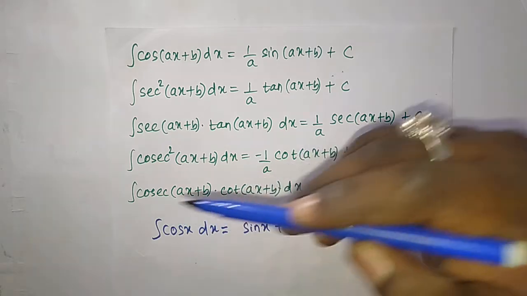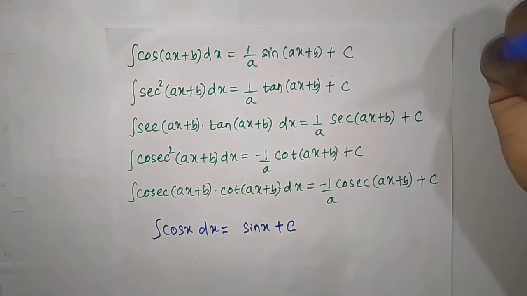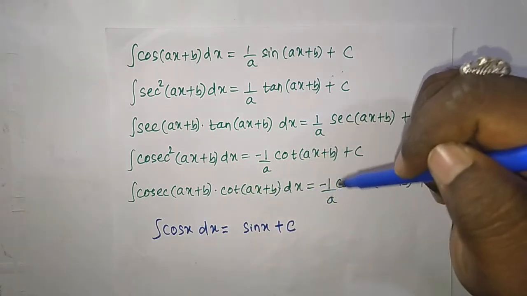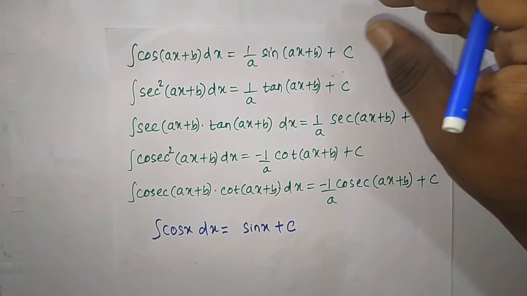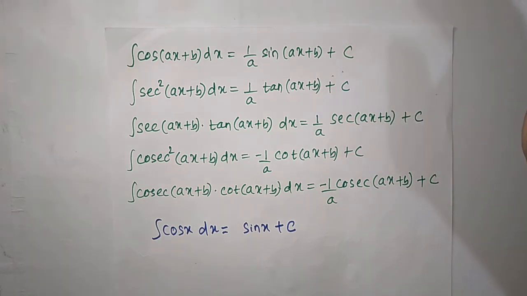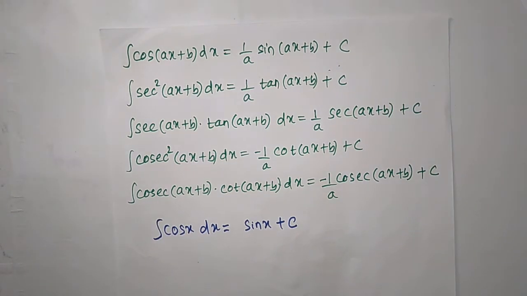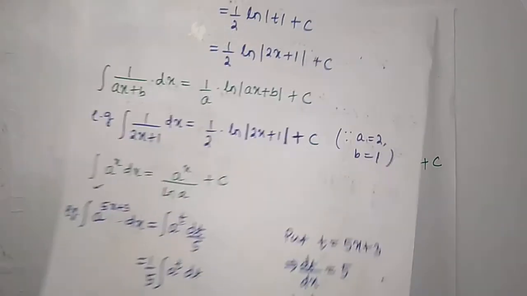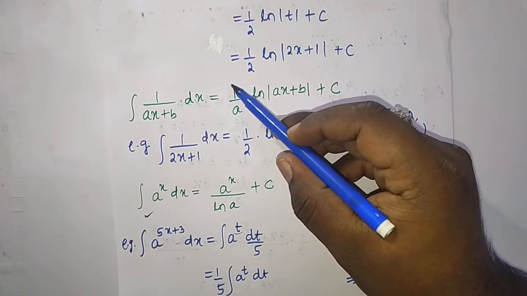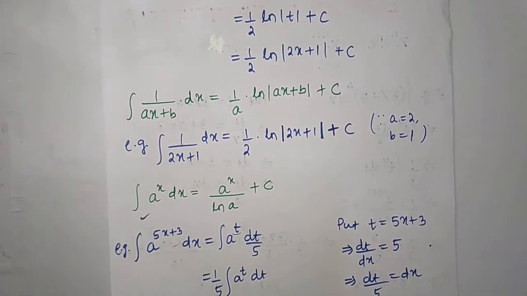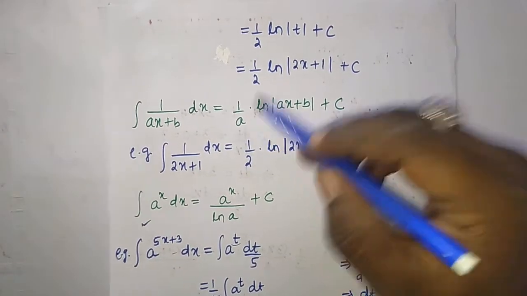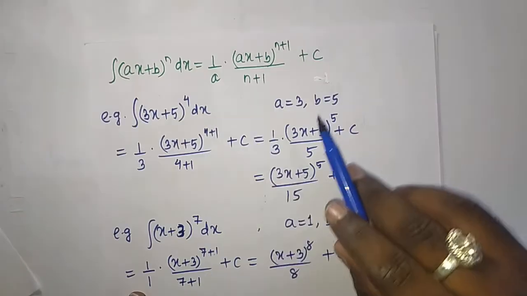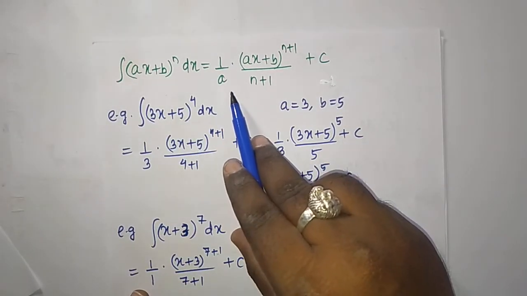And the last formula: integration of cosec x into cot x is minus cosec x. But integration of cosec ax plus b into cot ax plus b is equal to minus 1 by a into cosec ax plus b. And you can observe here, in every shortcut formula this 1 by a term is coming. In this formula we have got the 1 by a term, and in this formula also we have got this 1 by a term.